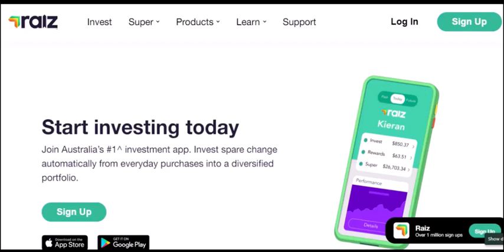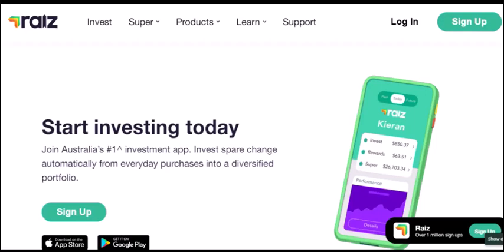The Roundup setting works by linking your everyday debit or credit cards to Raiz. Every time you make a purchase, Raiz automatically rounds up the transaction to the nearest dollar and invests the difference. For example, if you buy a coffee for $3.40, Raiz rounds it up to $4, investing the extra 60 cents. Over time, these small contributions accumulate into significant investments without affecting your cash flow noticeably.